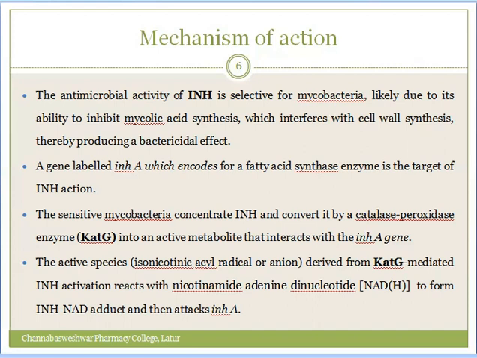A gene labeled INHA, which encodes for fatty acid synthetase enzyme, is the target of INH action. The sensitive mycobacteria concentrate isoniazide and convert it by the catalase peroxidase enzyme, KatG, into an active metabolite that interferes with the INHA gene. INH is a prodrug; after metabolism by KatG it converts into its active form, which inhibits mycolic acid synthesis. The active species, isonicotinic acyl radical or anions, is derived from KatG.